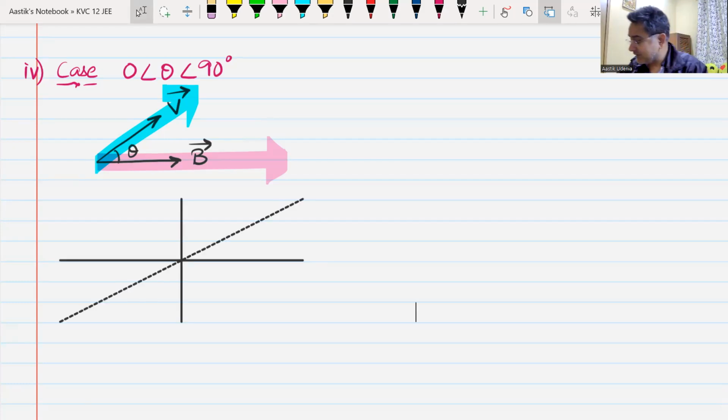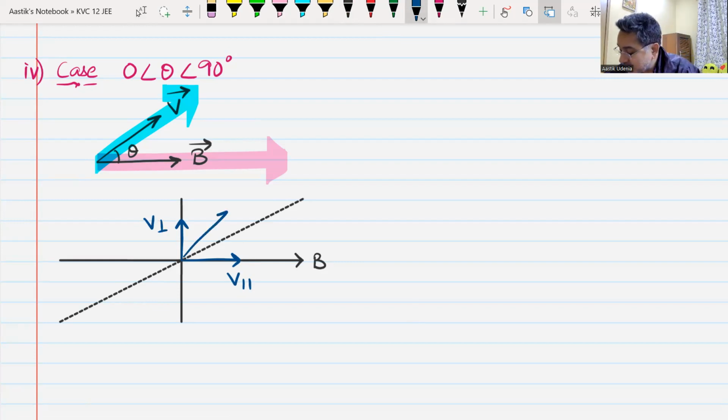So basically, this is how the thing is. Your magnetic field is going in this direction along, let us say, the x-axis. Your velocity is like this. So your velocity can be broken up into two components: v parallel and v perpendicular. Why am I calling it parallel and perpendicular and not v cos theta and v sin theta? Because the theta could be given with B or it could be given with the y-axis also.